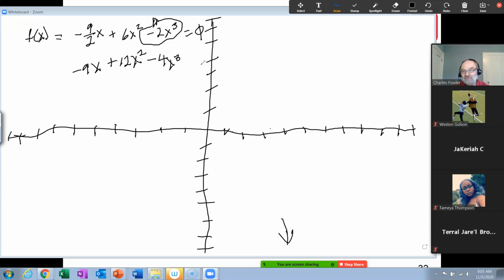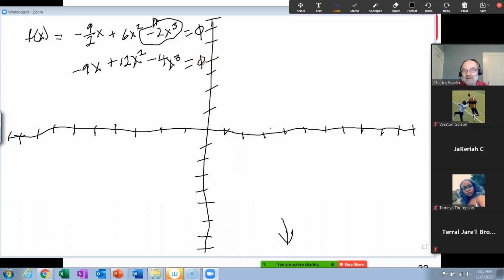Next thing we wanted to do was find our zeros for the function. And how do we get those? Set the function equal to 0. And once you set it equal to 0, you can get rid of that denominator. Multiply everything on both sides of that equation by a 2. So that gives you negative 9x plus 12x squared minus 4x cubed equals 0.